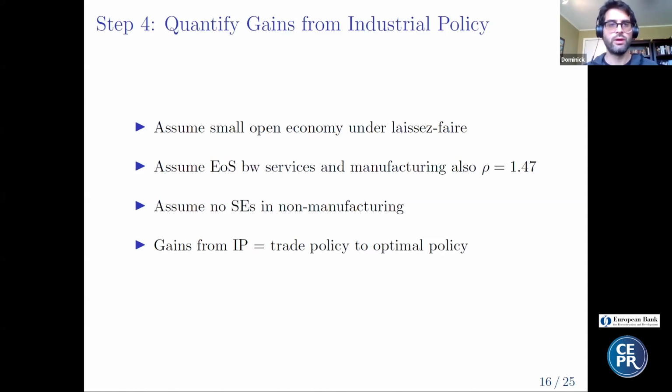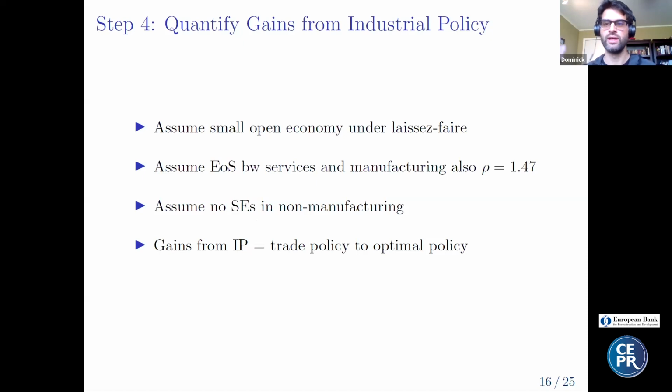Okay, so we're on step 4. We have our estimates, we have the scale elasticities, we have the trade elasticities. It's time to quantify the gains. For our quantification, we're going to assume a small open economy. We're going to assume the data is generated by a laissez-faire, no policy equilibrium. We're going to assume that the elasticity of substitution between services and manufacturing is also equal to 1.5. We're going to assume at the baseline no scale economies in non-manufacturing.